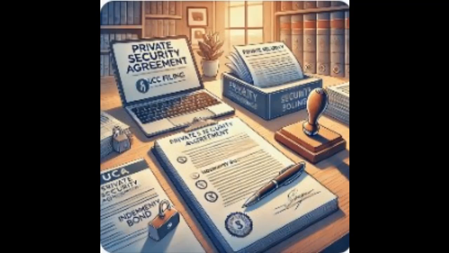UCC filings. Uniform Commercial Code, UCC, filings establish the public record of the creditor's claims and security interests. Two types of filings are typically included, UCC-1, general filing, and non-UCC, bond assignment.